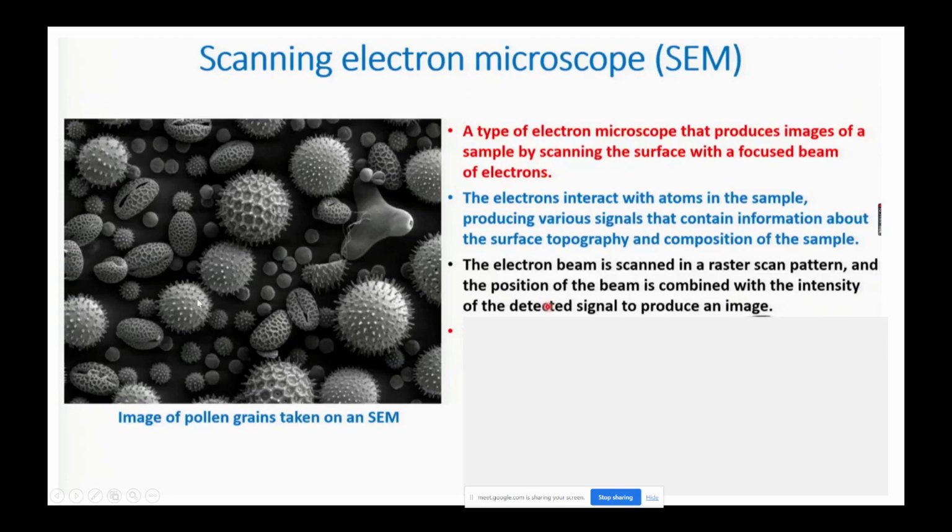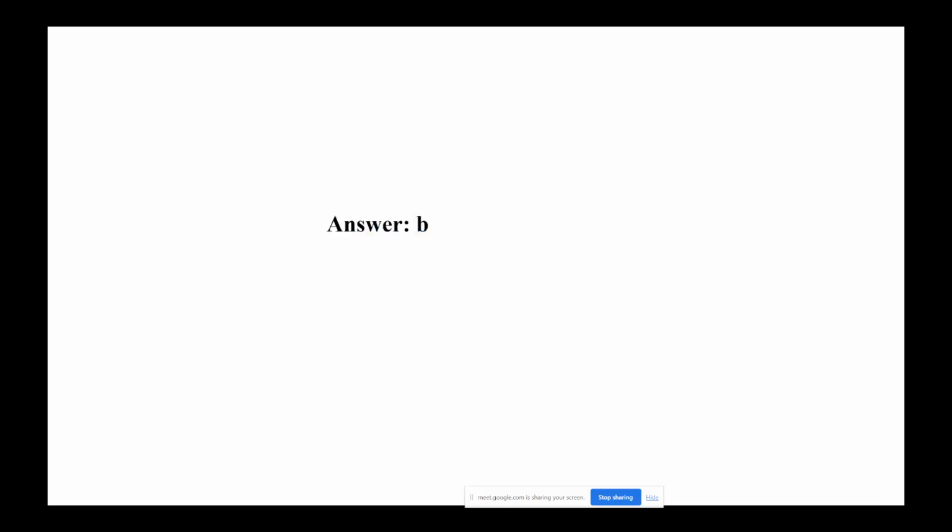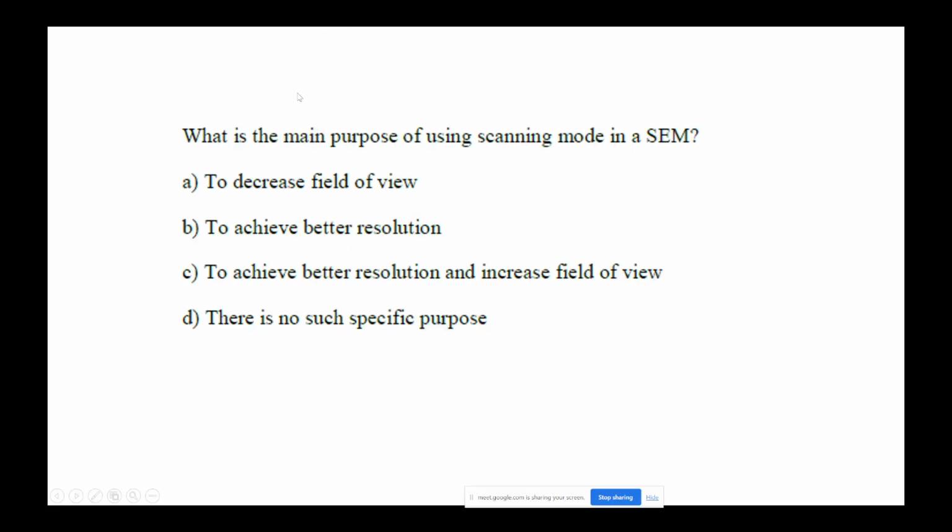Okay, and this is the SEM image. You can clearly see how beautiful this looks, with different morphologies. So sequential was the answer. It is not direct. What is the main purpose of using scanning mode in SEM? Decrease the field of view for better resolution, or increase the field of view? No such specific purpose. Yeah, what?